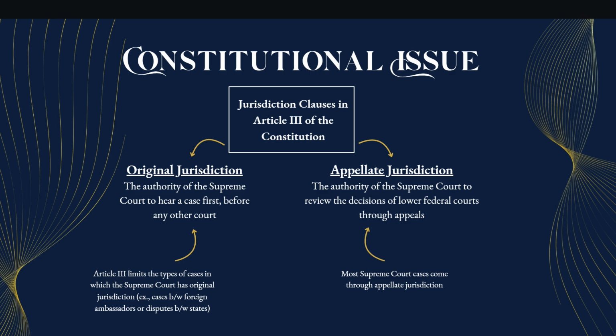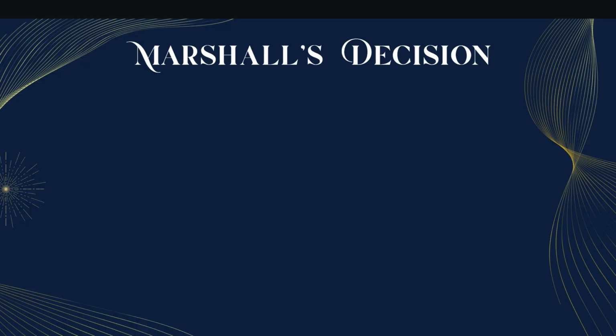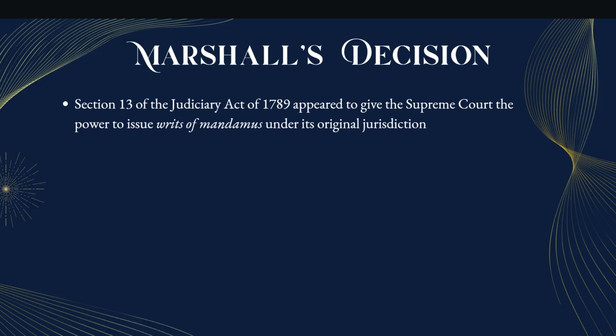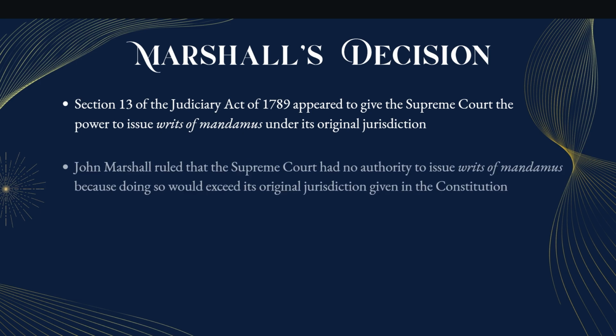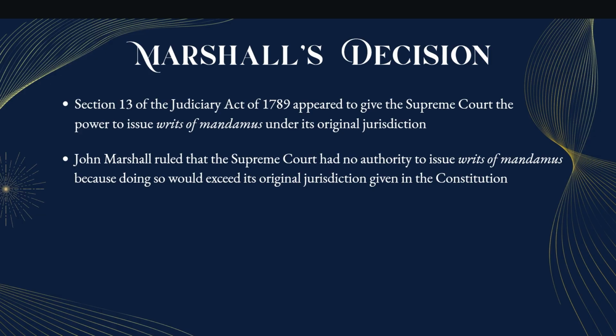Now, the issue at hand was whether Congress could expand the Supreme Court's original jurisdiction beyond what Article 3 specifically stated, because issuing a writ of mandamus would be an expansion of the court's jurisdiction. Okay, backtracking a bit in time. Before the Judiciary Act of 1801, Congress passed the Judiciary Act of 1789. Section 13 of this legislation appeared to give the Supreme Court the power to issue writs of mandamus under its original jurisdiction. However, Chief Justice John Marshall ruled that the Supreme Court had no authority to issue writs of mandamus because doing so would exceed its original jurisdiction defined in the Constitution.